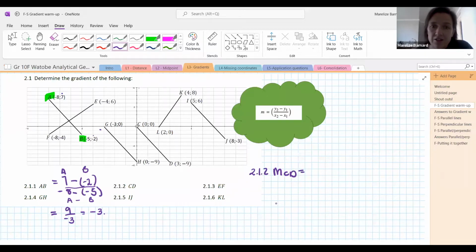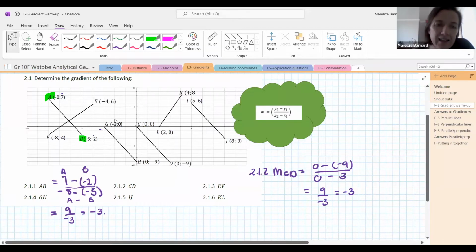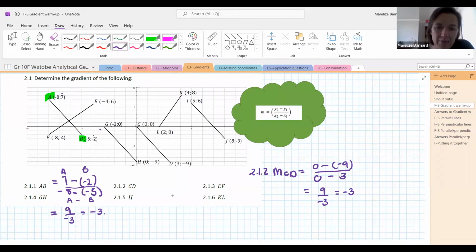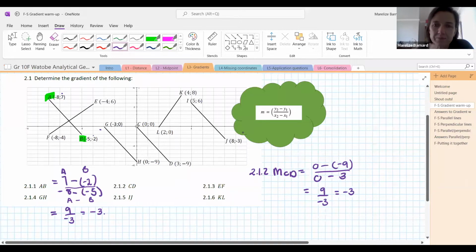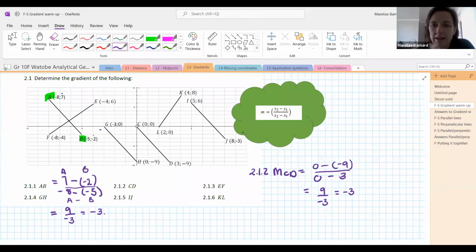Okay, so we are going to say 0 minus the negative 9 over 0 minus 3. And that gives me 9 over negative 3, which is also negative 3. Okay, good stuff. Carry on. Let's do EF as well. And as soon as you have an answer, pop it in the chat.